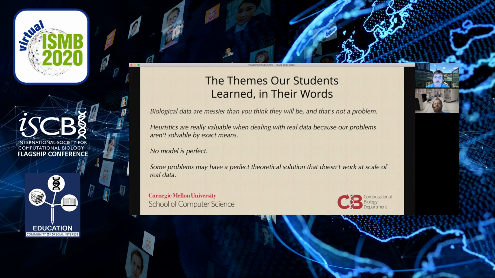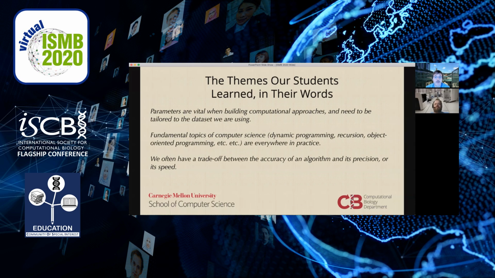our program. Biological data are messier than you think they will be, and that's not a problem. Heuristics are very valuable when dealing with real data because our problems aren't solvable by exact means. No model is perfect. Some problems may have a perfect theoretical solution that doesn't work at the scale of real data. Parameters are vital when building computational approaches, as we all know in bioinformatics, and they need to be tailored to the data set that we are using. Fundamental topics of computer science like dynamic programming, recursion, object-oriented programming, et cetera, are everywhere in practice.